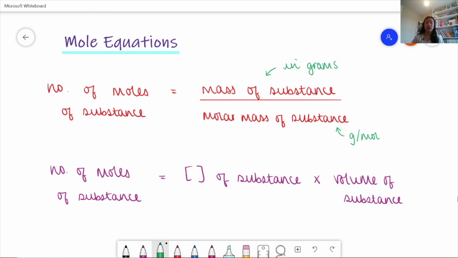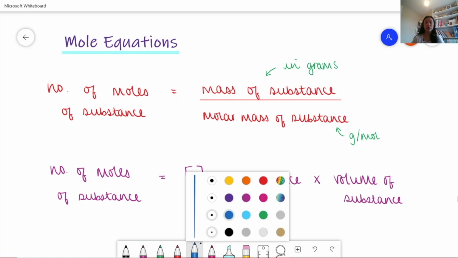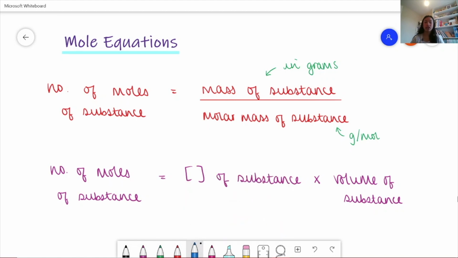And then the second equation is also to find the number of moles of a substance. But this time, we use this equation if we're given the concentration and the volume instead of the mass and the molar mass. So the number of moles of a substance is also equal to the concentration of a substance multiplied by the volume of a substance. And this time what we have is that this concentration has to be in moles per decimeters cubed. And the volume of the substance is therefore measured in decimeters cubed.